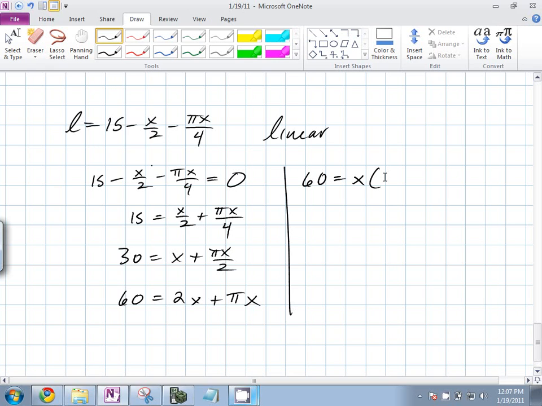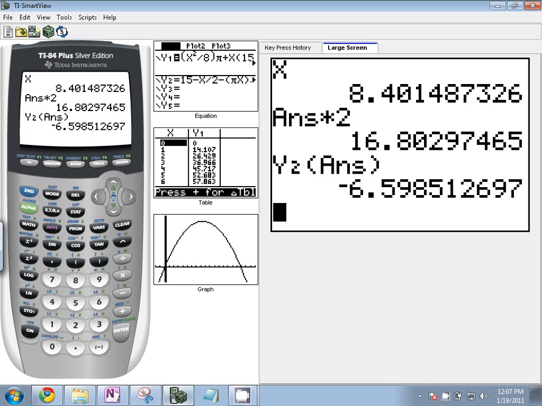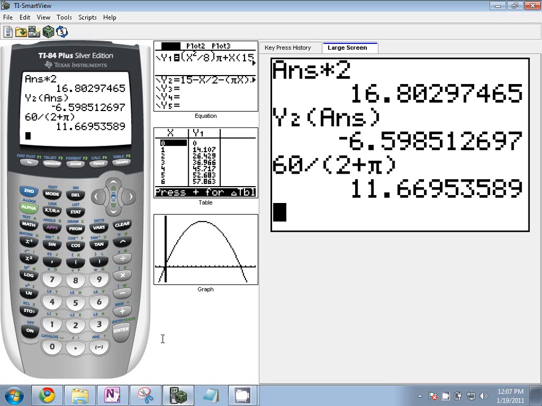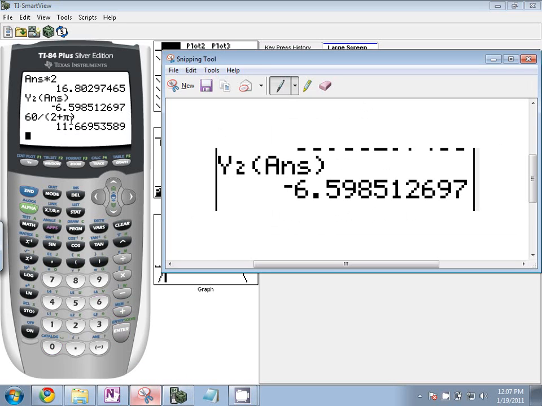And now, what is x equal? 60 over, if we go back to here, 60 divided by 2 plus pi. What do you end up with? Ooh. Is that within reality? Yeah, it's within reality. So let's check this out here.